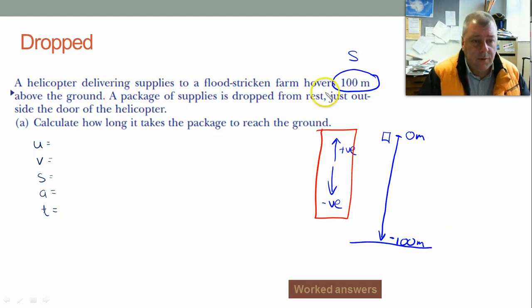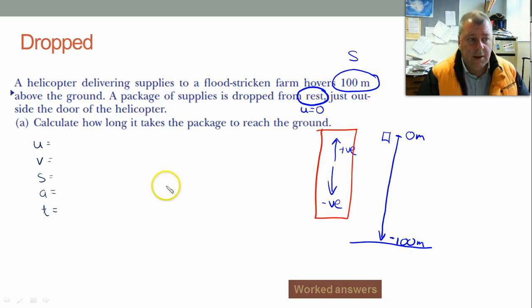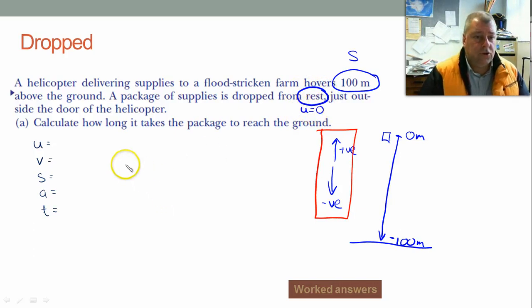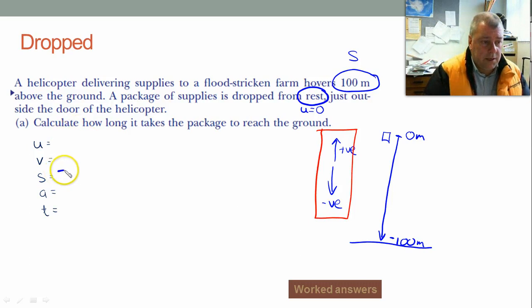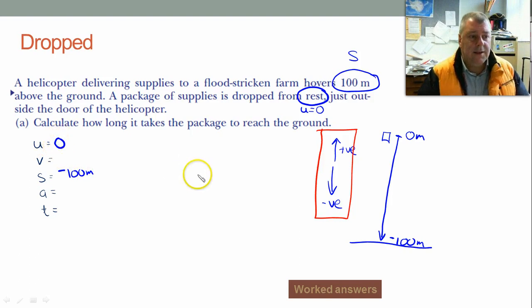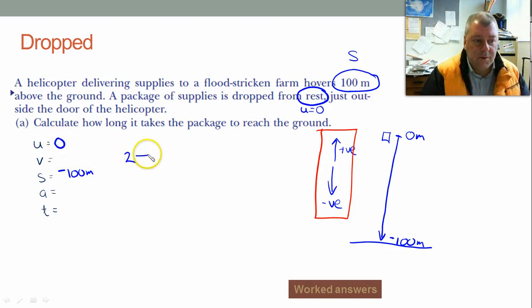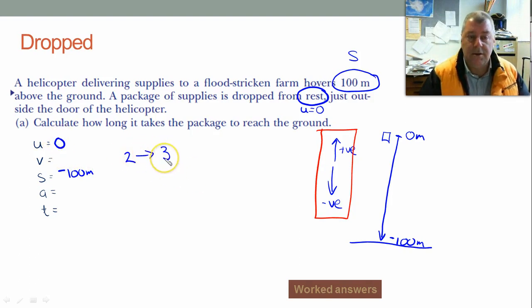It's dropped from rest, so that gives us our u equals 0. So that gives us two things: minus 100 meters and u equals 0. Now that's 2, but we really need 3 things to solve the question. Can we see any other information? We've got to calculate how long it takes. So that's just what we're after. We're just trying to find the time.